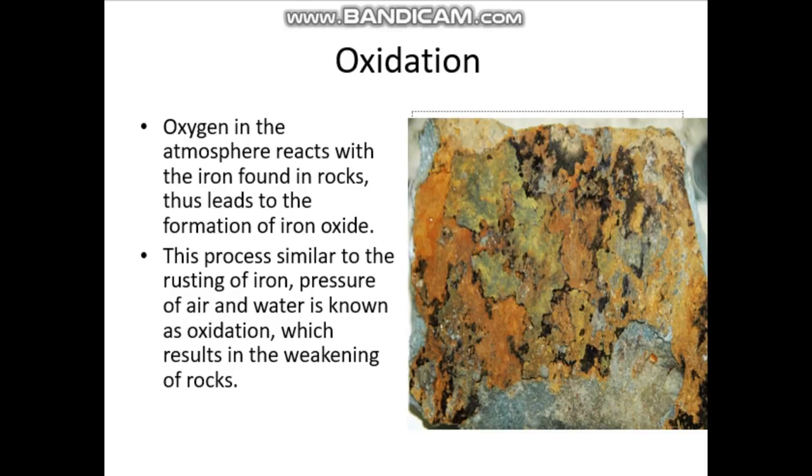So, students, please listen. Oxidation happens with oxygen in the atmosphere. In the atmosphere we have oxygen, hydrogen, helium and more gases. What happens is that the iron found in rocks reacts with oxygen and forms iron oxide. This process, similar to the rusting of iron in the presence of air and water, is known as oxidation, which results in the weakening of rocks.